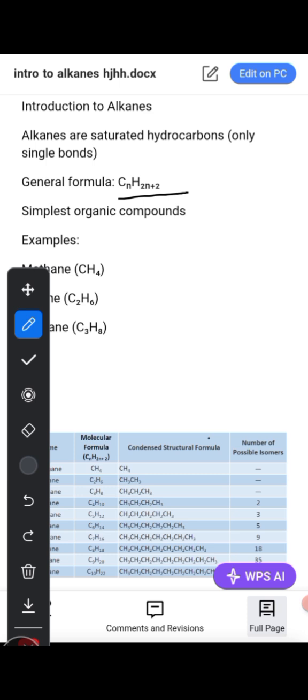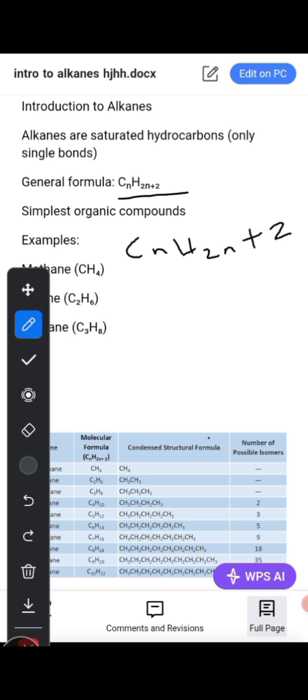Methane has one carbon, ethane has two carbons, propane has three carbons. So let me start with methane. Initially, the formula is CnH2n+2, and we know that this n is an unknown. Methane has one carbon, so we are replacing this n with 1. Methane, in the series of alkanes, is the first one in the series.